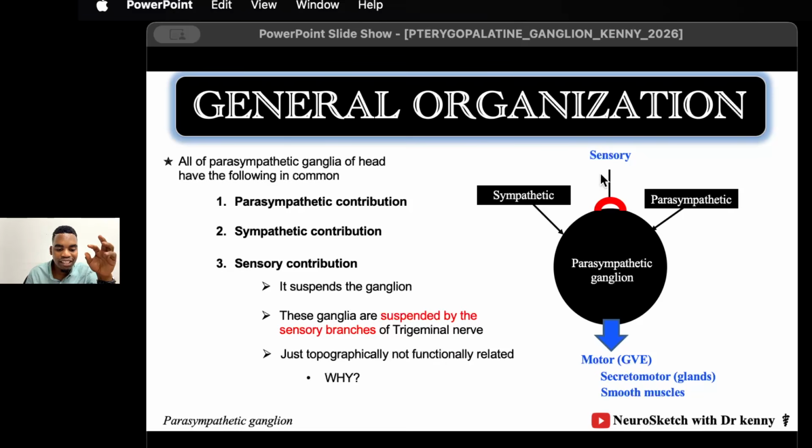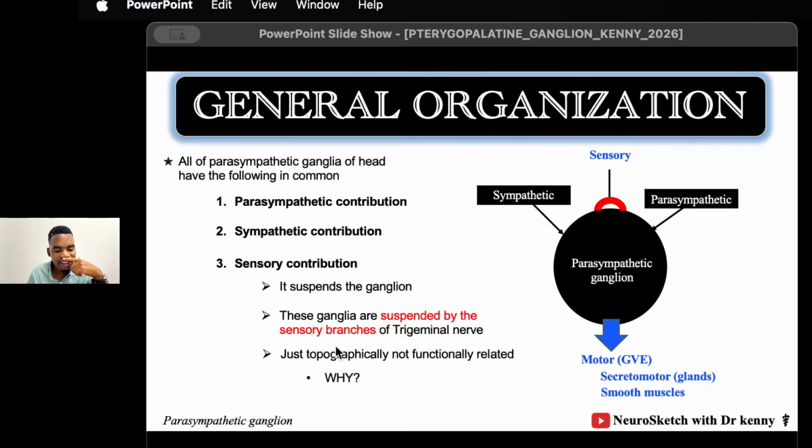The maxillary nerve is suspending the pterygopalatine ganglion, and we've said the output is mainly motor, which is GVE, general visceral efferent, acting as secretomotor and vasomotor. Secretomotor goes to the glands and is mainly from the parasympathetic, but the vasomotor comes from the sympathetic and supplies smooth muscles and blood vessels.